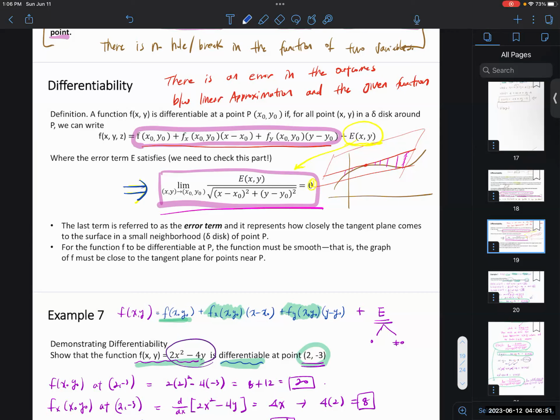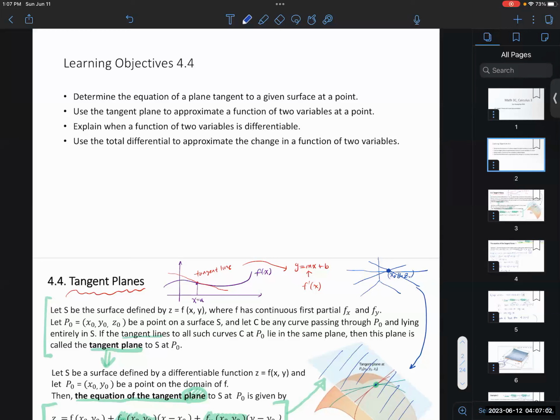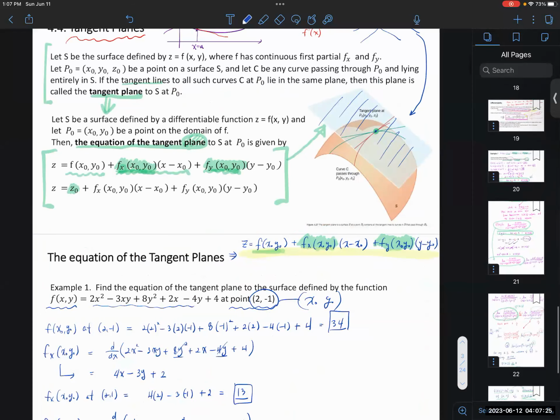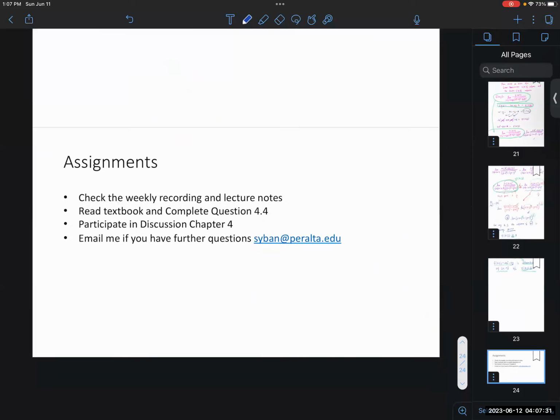Then your function at that moment can be differentiable, which means there's no hole and no break. So today we talked a lot. Just go back to the objective. We talked about how to find the equation of the tangent line. We also thought about the concept of linear approximation of two variables. And from there, we talked about the error between the linear approximation and the regular function. There's a formula to find the error, which we just used in the last question. These are all related concepts for 4.4, and we finished so far.